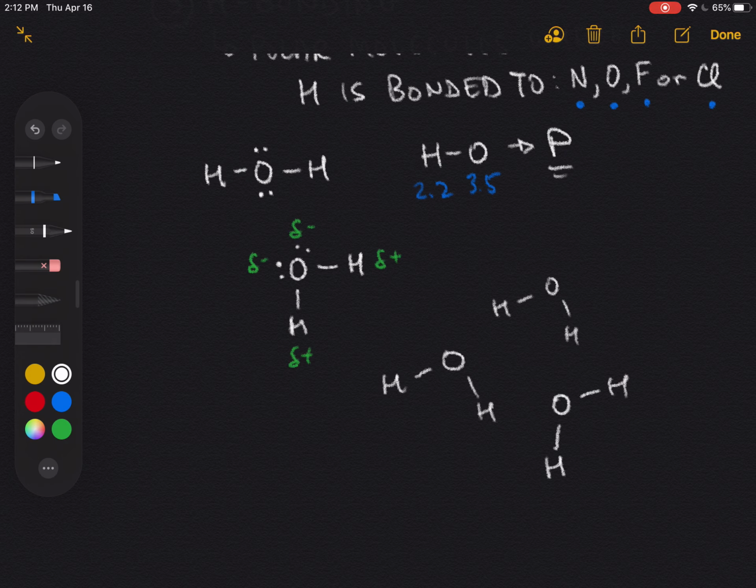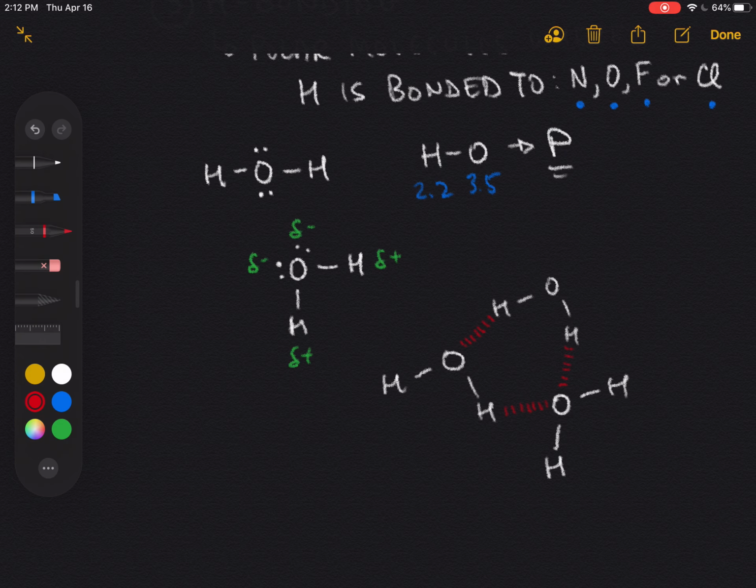I've omitted the lone pairs of electrons. I'm assuming you know they're there. And so we get this negative area of this oxygen attracted to the positive area of this water molecule over here. We're going to get this attracting. We get these attracting, and you get the idea. So the positive areas are attracted to the negative areas of neighboring molecules.